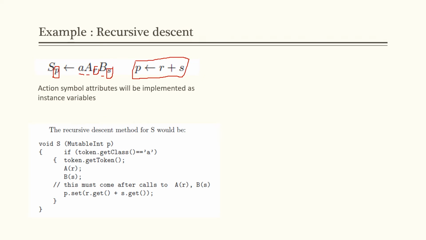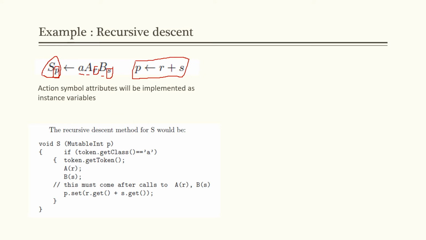So what we can do in the recursive descent is create a method, void S. In the brackets is a parameter, a mutable int P, which is the object that we created in the previous slide. So remember, in the grammar, S has the attribute P, which means we create method S with parameter P.